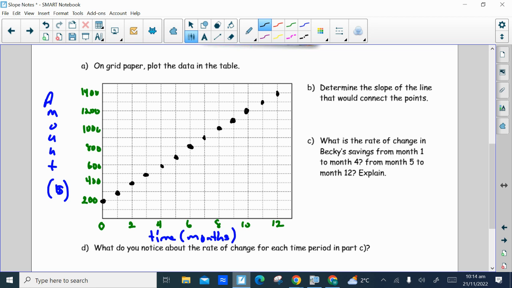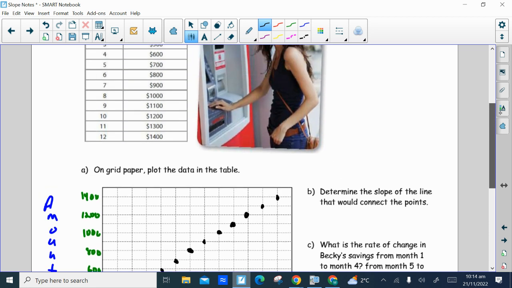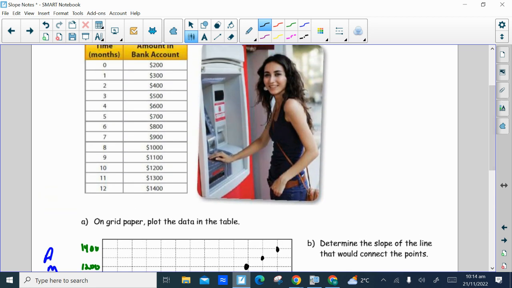Okay? Part B says determine the slope of the line that would connect the points. So if you were to connect the points, what would its slope be? Well, there's a couple different ways that we could do this. One of them is by using that slope formula. So remember that for the slope formula, you have to have 2 points. And we can choose any 2 points from this table. So for example, I could say that point 1 is the point 0, comma 200, and then I could skip points if I wanted to, or I could say the next point is point 2. It doesn't matter. But I'm just going to skip some points and say that point 2 is 5, comma 700.